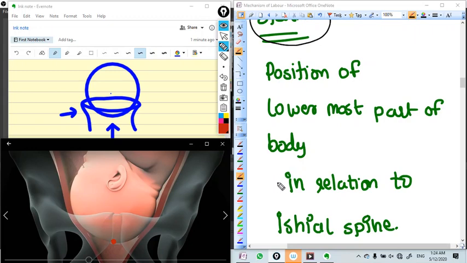We want the position of this leading part relative to the ischial spine. Okay, when we talk about station, we compare the position of the leading part of the head to the ischial spine.